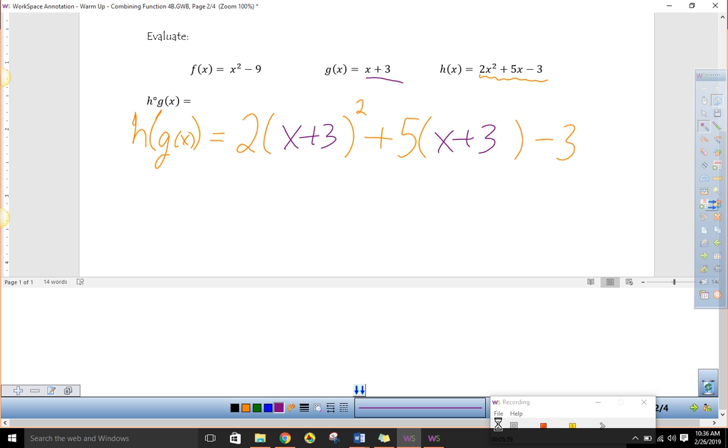How do I square x plus 3? Can I just put x squared plus 9? Can I? I can't believe you let me trick you. Whenever you see something squared, what should you do to help yourself out? Write it twice. It means x plus 3 with another x plus 3.